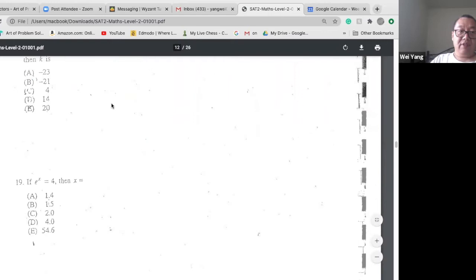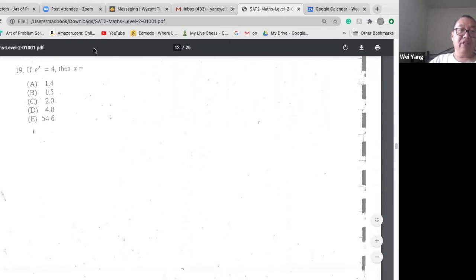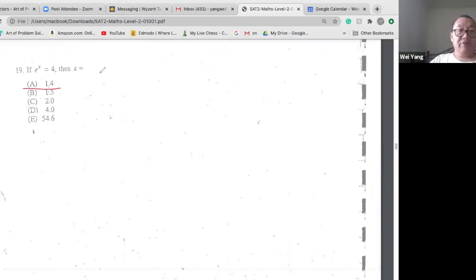Now let's see 19. What's the answer for 19? A. A, this one you got x equals ln 4. Now let's check ln 4. This one equals 1.386. So that's correct. Very good.